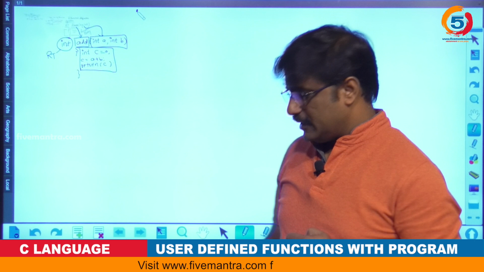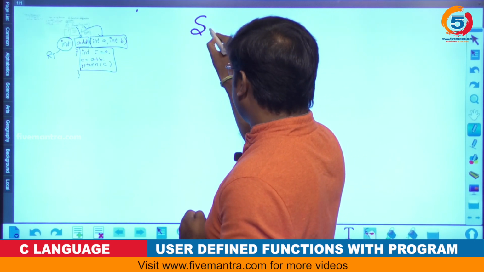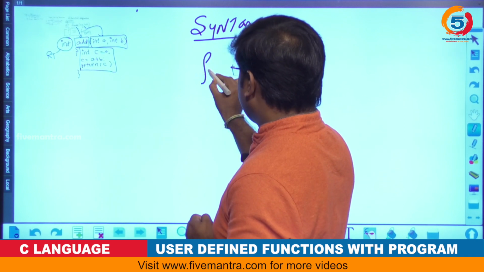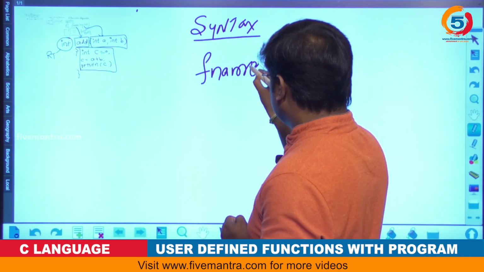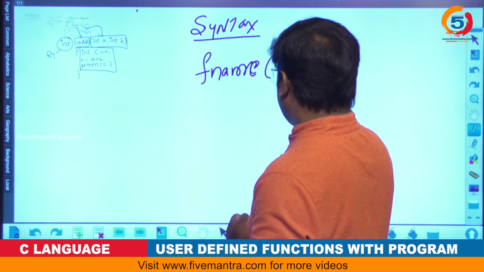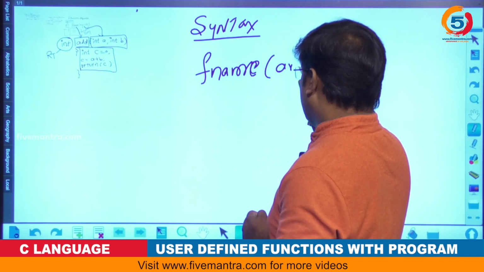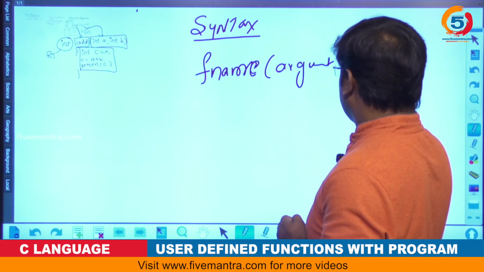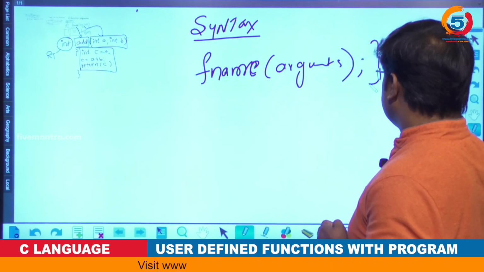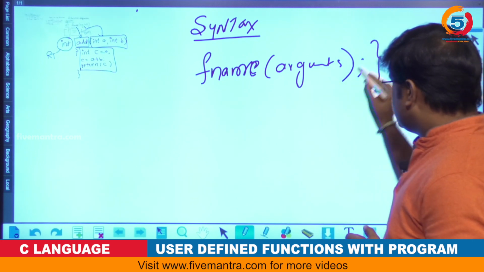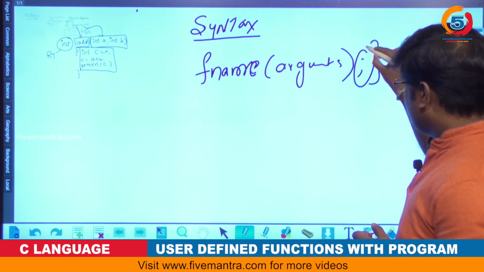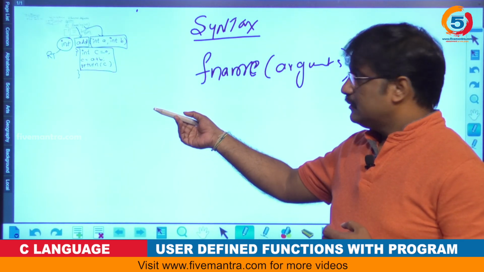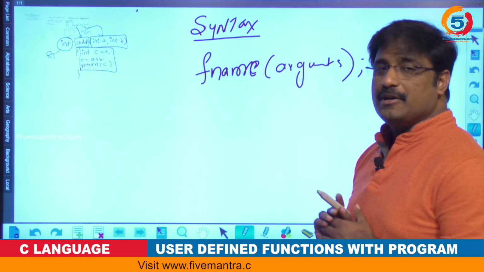Now how to call a function. So the syntax for function calling is function name, open bracket, arguments, then close bracket. It must end with a semicolon. Remember this is the important one, and here you must provide a semicolon. And this is the syntax for function calling.